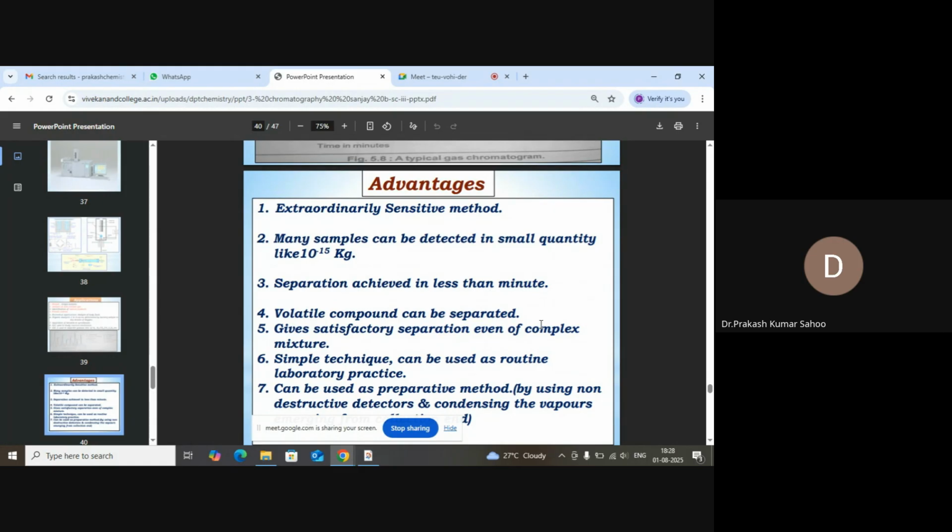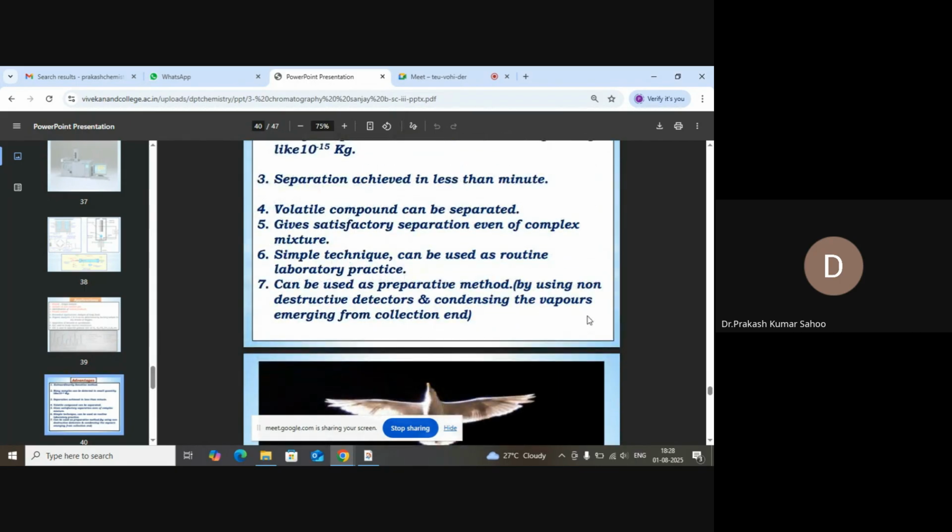Separation is achieved in less than a minute. Volatile compounds can be separated. It gives satisfactory separation even of complex mixtures. It is a simple technique that can be used as routine lab practice. It can be used as a preparative method by using non-destructive detectors and condensing the vapors emerging for collection.